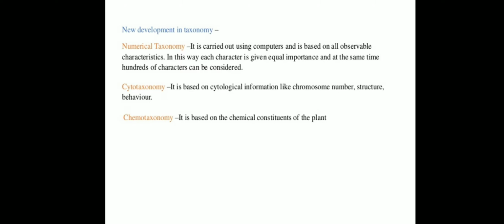We now use information from many other sources too to help resolve difficulties in classification. These become more important when there is no supporting fossil evidence, like numerical taxonomy. It is carried out using computers and is based on all observable characteristics. In this way, each character is given equal importance and at the same time hundreds of characters can be considered. Cytotaxonomy is based on cytological information like chromosome number, structure, behavior. And chemotaxonomy is based on the chemical constituents of the plant.